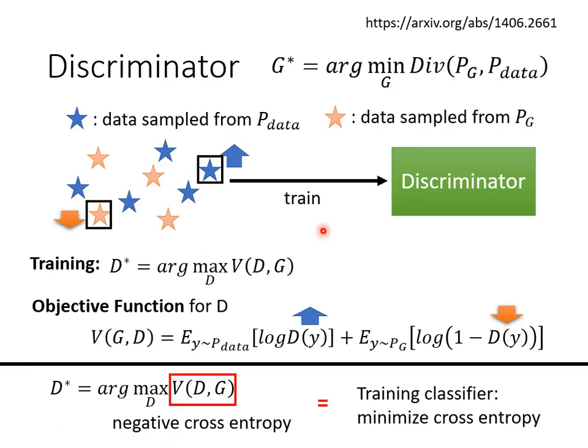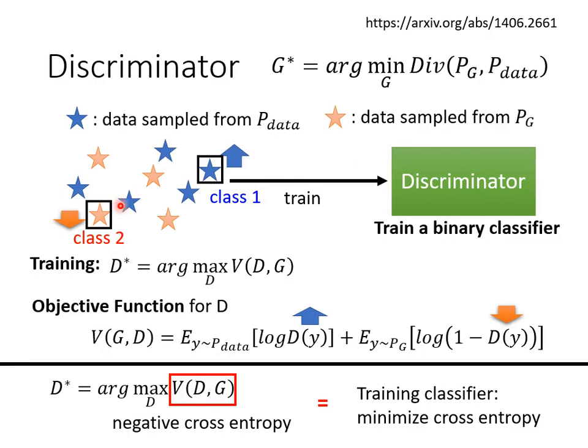So if what the discriminator does is to maximize the objective function, the discriminator can be viewed as a classifier. The classifier treats these blue dots, samples from P data, as class 1. The classifier treats samples from PG as class 2.